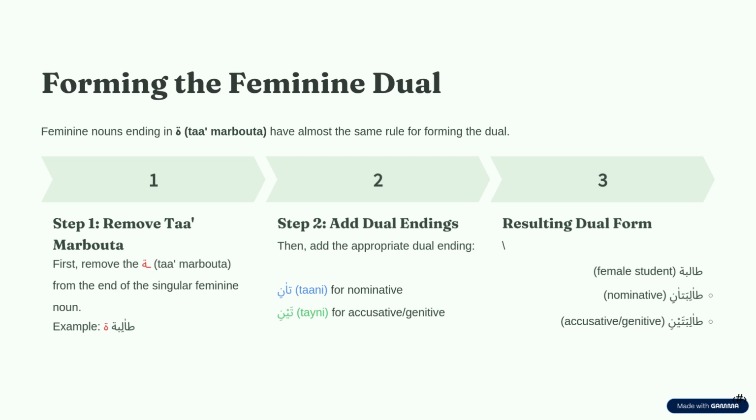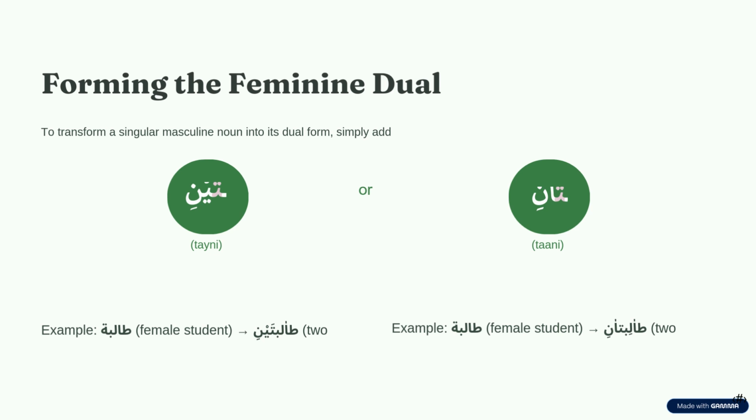Step 2, add your endings. The dual endings, which now will be tani and taini. Then you will have طالبة, a feminine word. We cut the ta marbuta, we have طالب, add tani, طالبتان or طالبتين. So yes, we will simply add tani or taini, and again it's ni, just the same ending like the masculine.